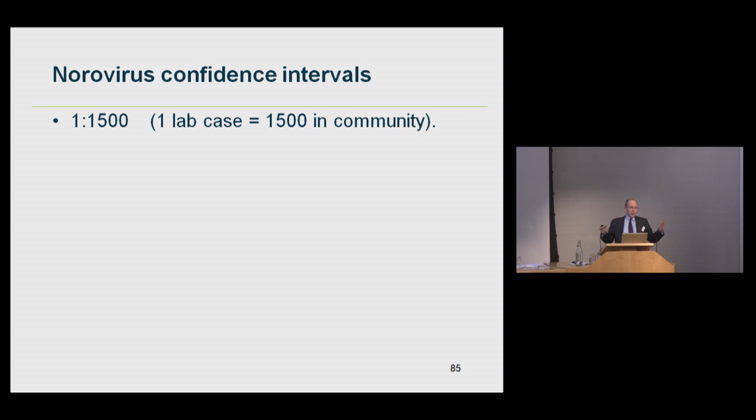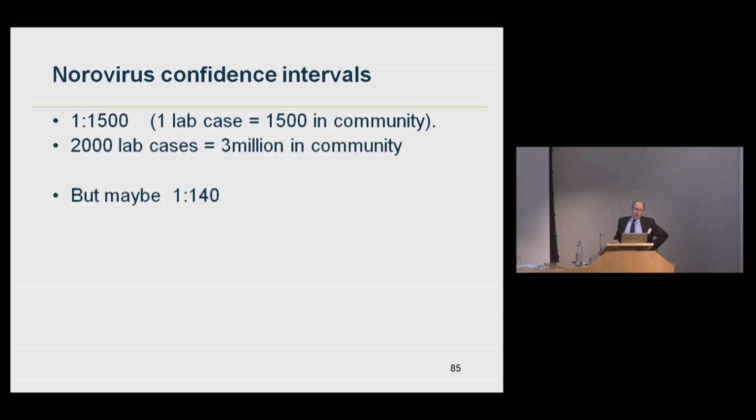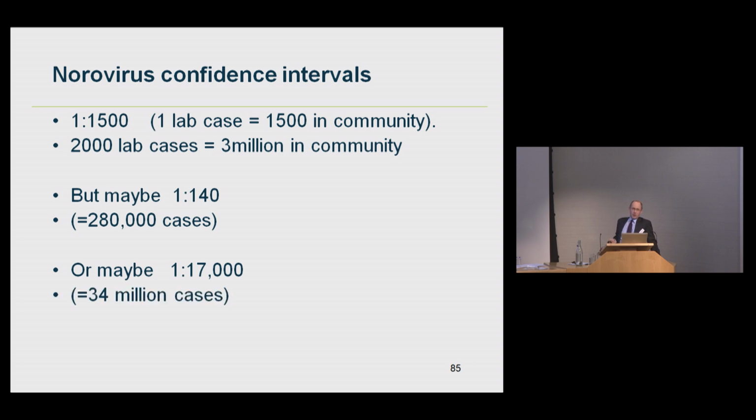But of course, like all sample-based activities, there are some confidence intervals here. How wide are the confidence intervals? How confident are we that it should be 1,500 by which we multiply the number? Well, it might actually be as low as 1 in 140. So that wouldn't give you 3 million, that would give you 280,000. But these confidence intervals in this particular case are quite wide, so it might not be multiplied by 140, it might be multiplied by 17,000, which gives you slightly more than half the population having experienced norovirus in the winter.